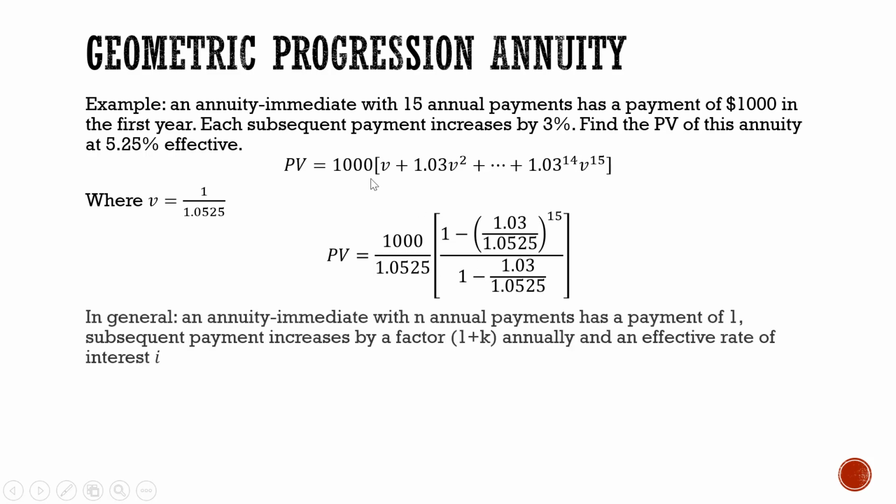Now we consider the general case. An annuity immediate with n annual payments has a first payment of 1, and subsequent payments increase by a factor of 1 plus k annually, and the effective rate of interest is i. So the present value is (1 minus ((1 plus k) over (1 plus i))^n) over (i minus k). This is the present value for a geometric progression annuity. In all the exams, we usually have some questions about geometric progression annuity. So this is also increasing and decreasing payments, but by a factor, not by a unit.